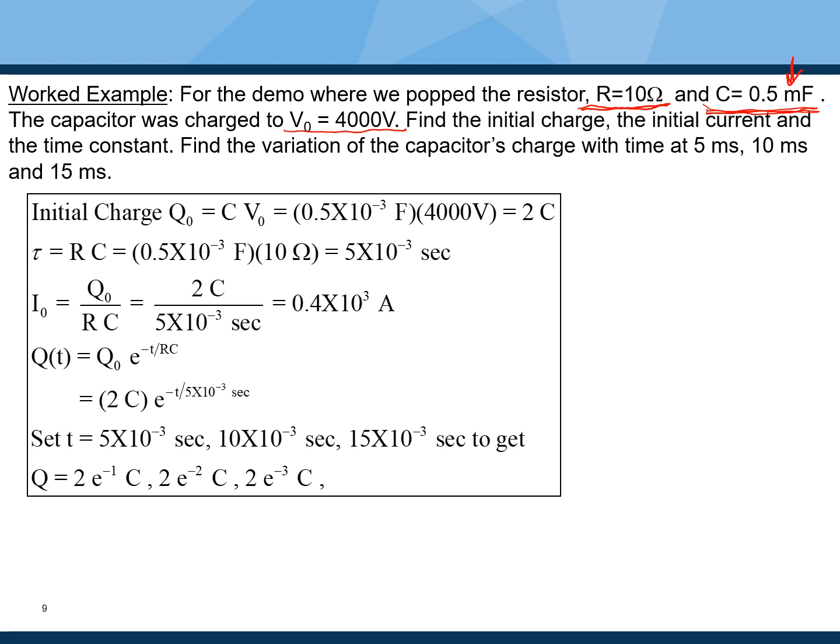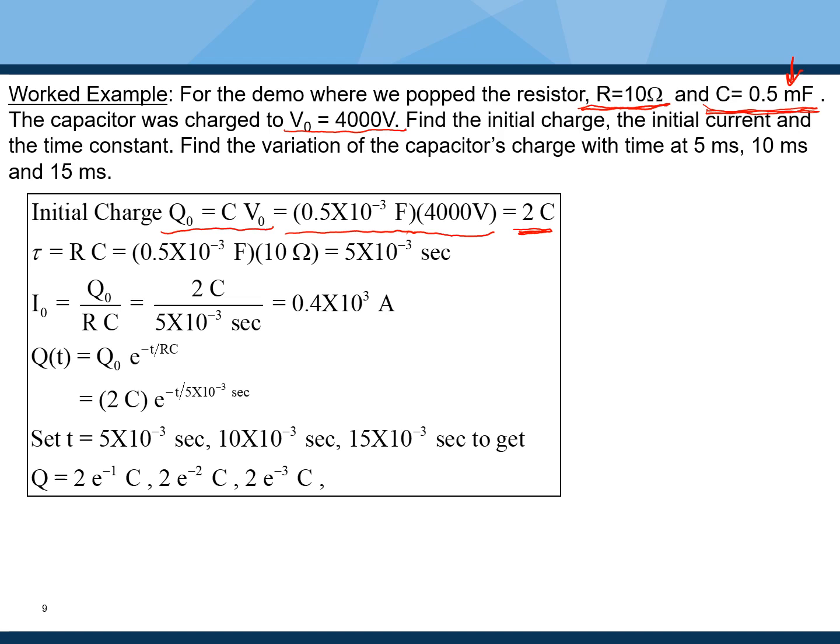So we can go ahead and ask, what is the charge on the capacitor to begin with? We have charged it up to a voltage of 4,000 volts, so we can take the capacitance of the capacitor, which is 0.5 times 10 raised to minus 3 farads, that's millifarads, 10 raised to minus 3 is milli, times a voltage of 4,000 volts. If we do this multiplication, we get an answer of 2 coulombs. Now, 2 coulombs is a very substantial charge to be putting on a capacitor.